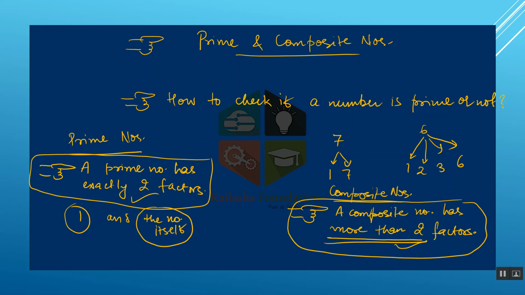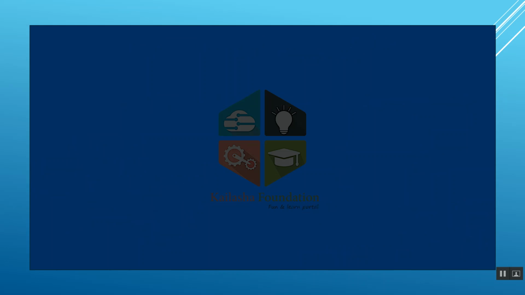Now there's an exception. What is that? One is an exception. One has how many factors? One has only one factor, one itself. Does it have two factors? No. So it is not prime. Does it have more than two factors? No. So it is not composite.